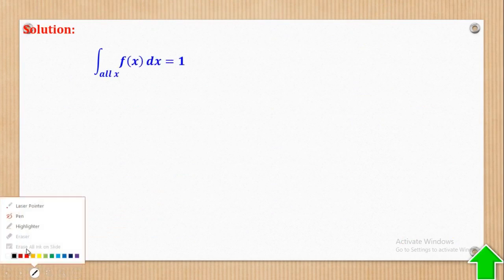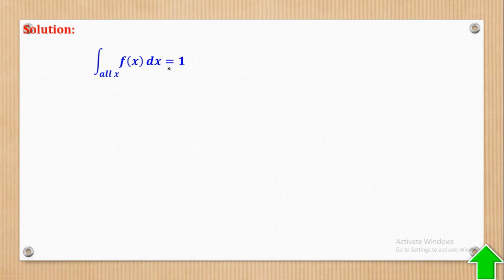So the first step is to know that the integral of f(x) for all x is equal to 1. Then after that we are going to substitute f(x) and also all x. Now what does that all x mean?